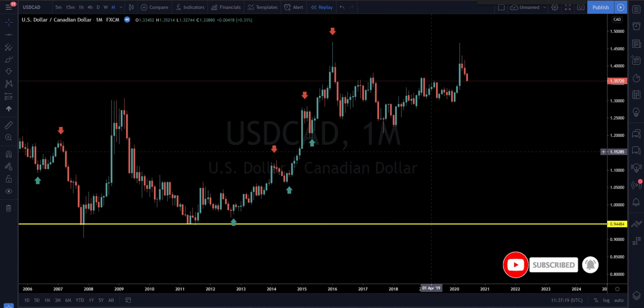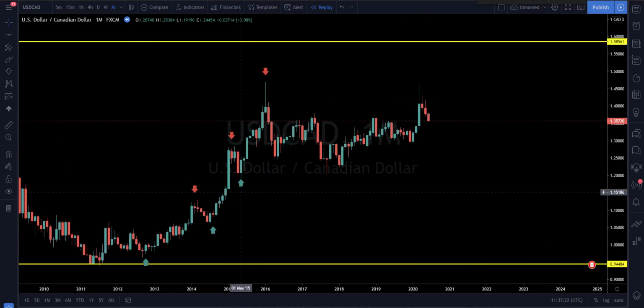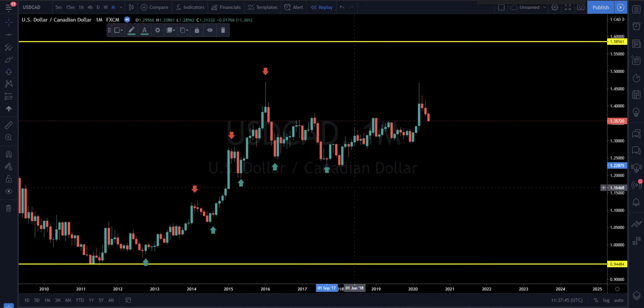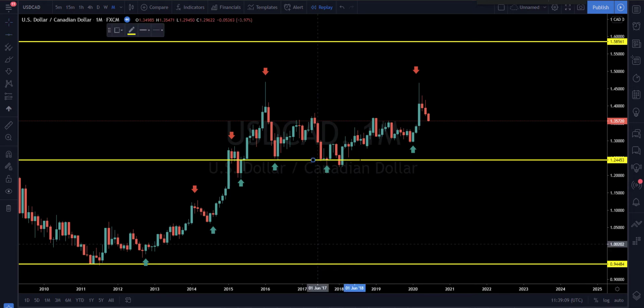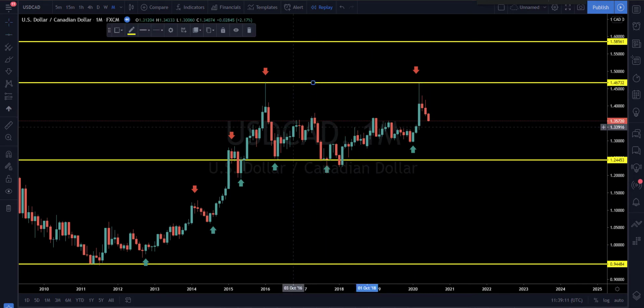As we can see, the trend is up. Higher highs, higher lows. Another higher low. Another low, but not a higher low. Then we have a higher low, and then we have a high, but it's in the same line as the old high. So we can add our support and resistance lines. Support here, resistance there. So this is a monthly chart.